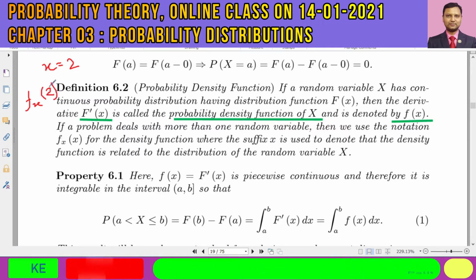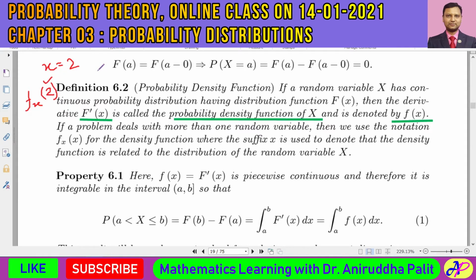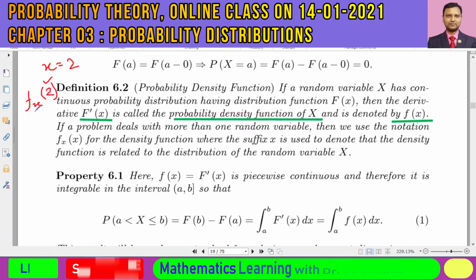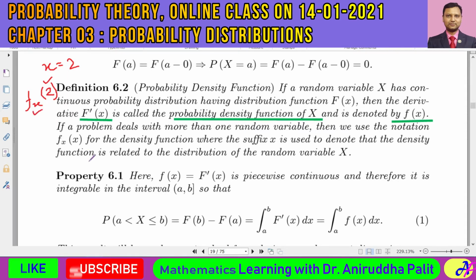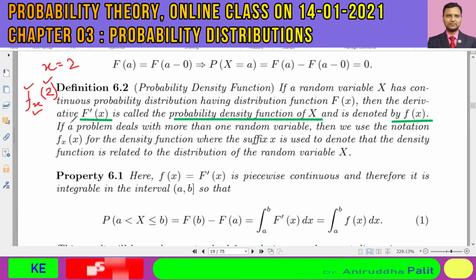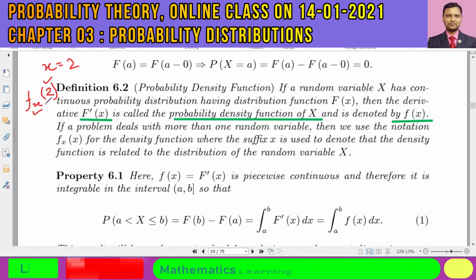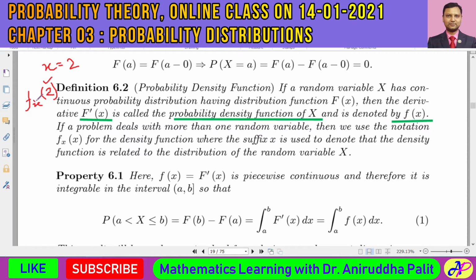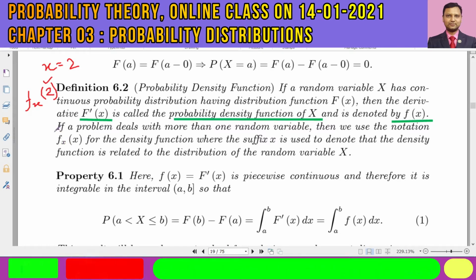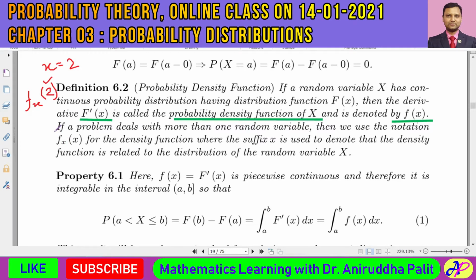So this expression within brackets represents the value of the random variable, and this expression, which is actually the suffix of the function f, represents that this function f is the density function of the random variable x. Do not ever confuse this suffix x with the notation of partial derivative. Generally, we have a notation of partial derivative that is also denoted by the suffix x or y, something like that. But over here, do not confuse this with the notation of partial derivative.